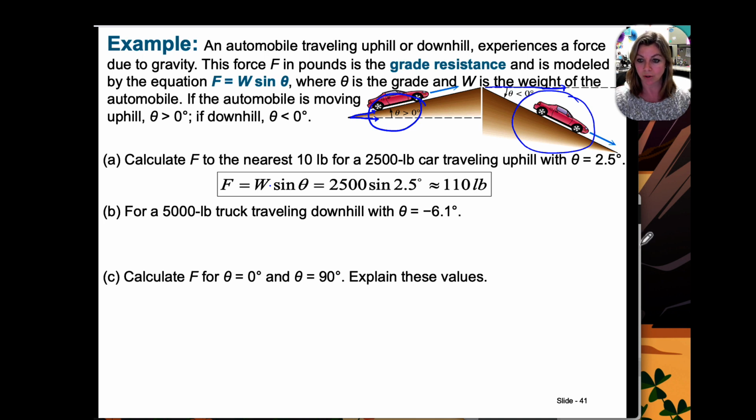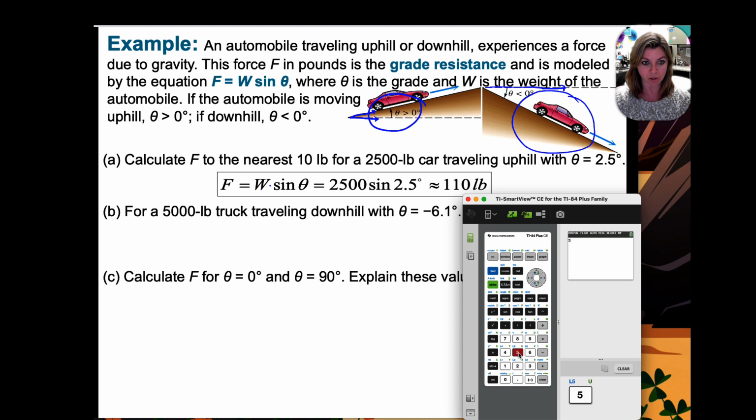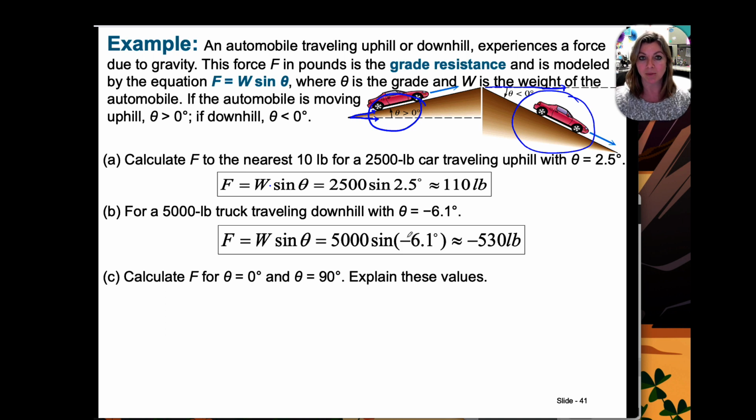So we're going to start with the weight of the vehicle, which is a truck that weighs 5,000 pounds. Multiply it by sine of the grade. Make sure you use the negative 6.1 degrees. Close it, run it, and this time we have a grade resistance, or force due to gravity, of negative 531.32. Rounding to the nearest 10 pounds, that would be approximately negative 530 pounds. Now, forces, think of vectors, which have magnitude and direction. So this negative is showing the direction, and the 530 pounds is the weight.